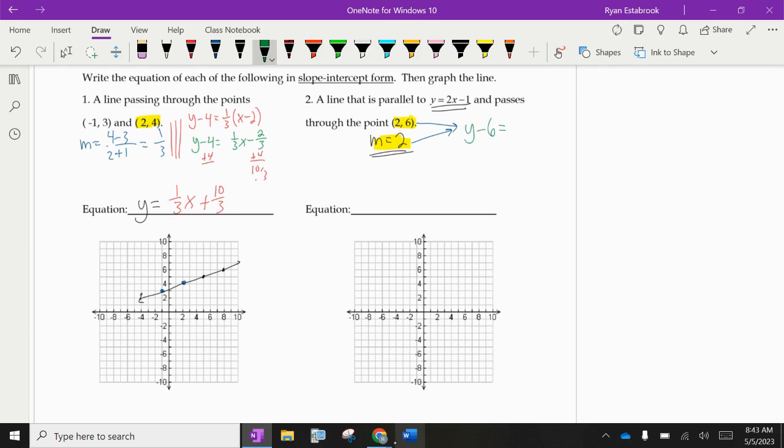y minus 6 is equal to the slope of 2 times x minus this x value of 2. So there's point slope form. If you have that, can you do the algebra to get it into slope intercept form? Distribute, move around, combine like terms, take it from point slope because we want slope intercept.